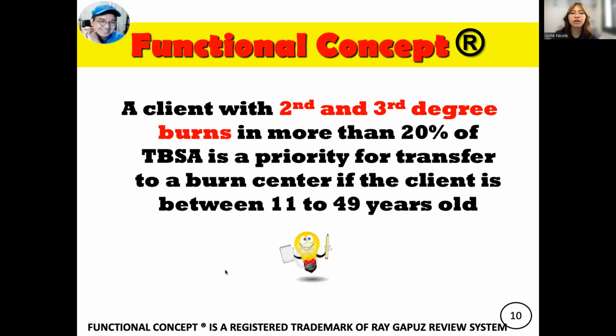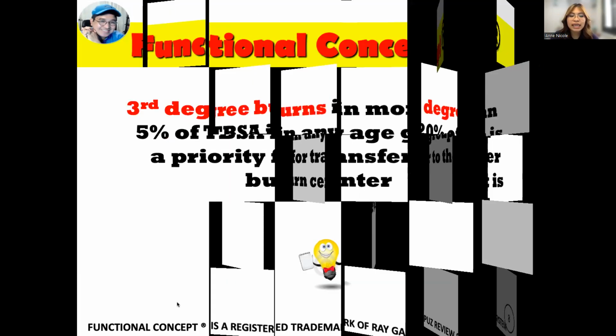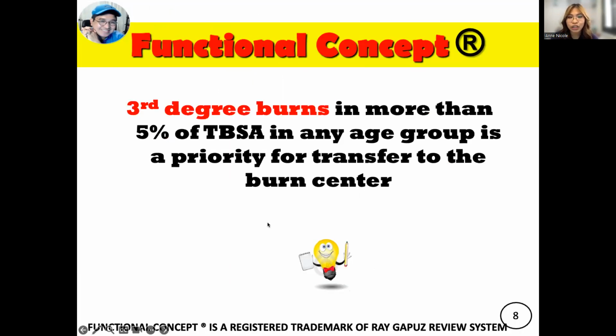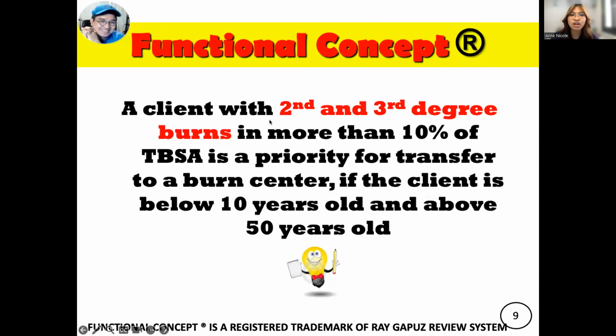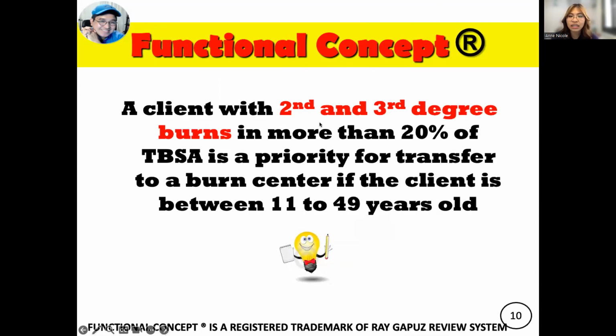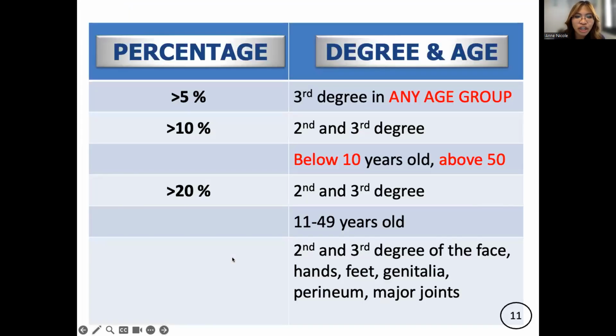So actually, for the three concepts that we had, the first priority is your third degree burns. Next is your patients with second and third degree burns below 10 years old and above 50 years of age. And the last one would be your second and third degree burns of more than 20% for those between 11 to 49 years old. So here, let's summarize your functional concept.